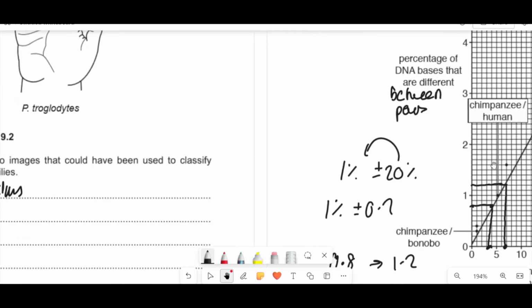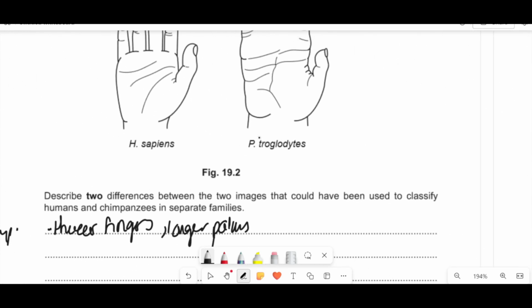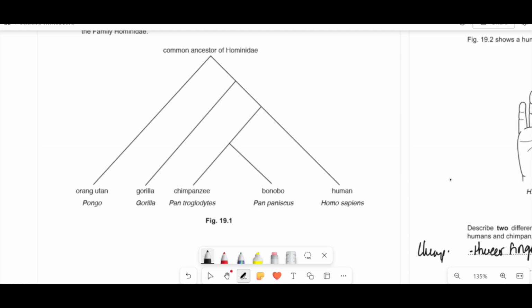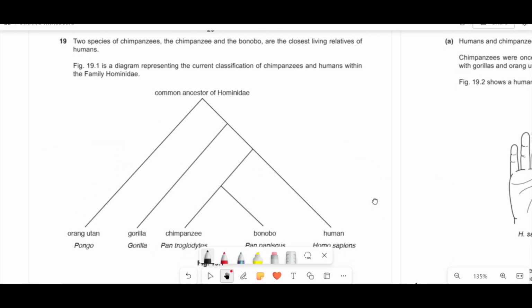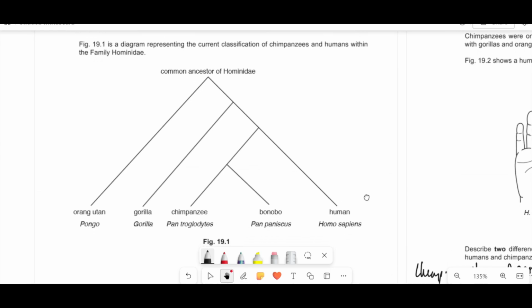But in the question, you can see here, this is a different genus. So we need to look at what's going on here. So if we have a look at that first figure then, we're looking at humans and chimpanzees, right? So we can see where humans, Homo sapiens, are.